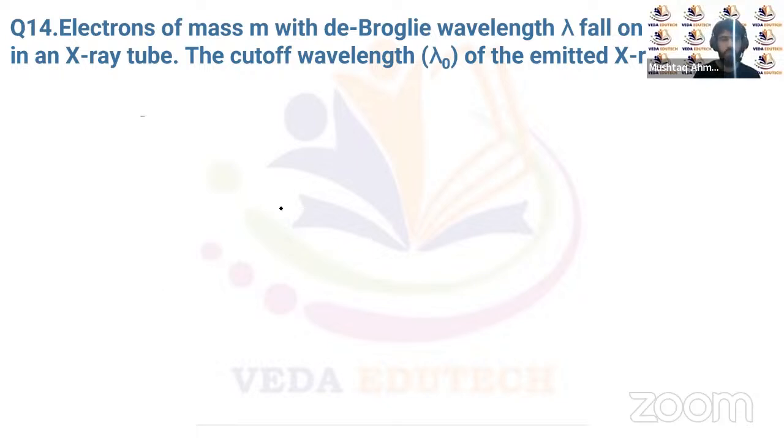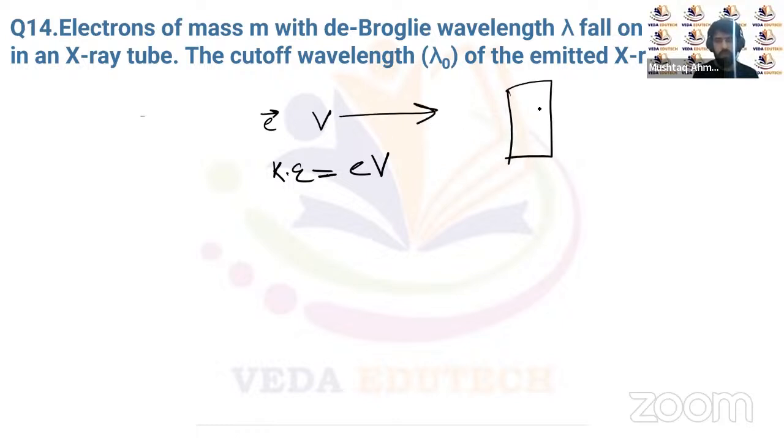We know that whenever an electron is accelerated through a potential difference of V, the kinetic energy of this electron will be the charge of the electron multiplied by the potential difference, right? So this is the target here. The electron will strike this target. What will happen? The electron will lose its energy and the energy will appear as radiation.